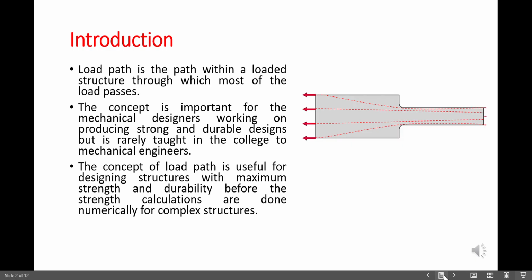I learned this concept through my own experience in the industry. This concept helps to avoid a lot of trial and error later on in the design process.